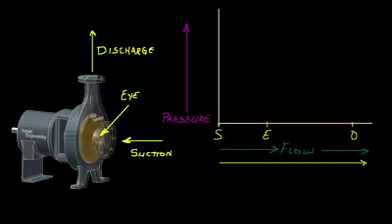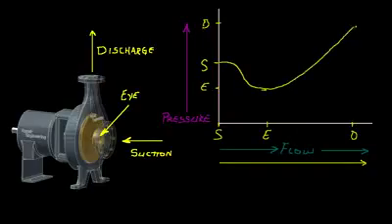On the vertical axis of the graph, I'll chart the corresponding pressure of the fluid at different locations in the pumping cycle. Let's say that the suction pressure is at this location, and the pressure at the eye of the impeller is at this location, lower than the suction pressure. And the discharge pressure is here. So by connecting the dots, the typical pump curve looks something like this.